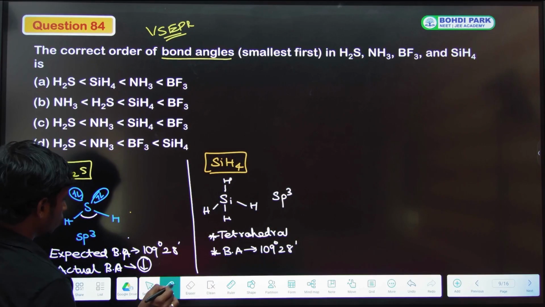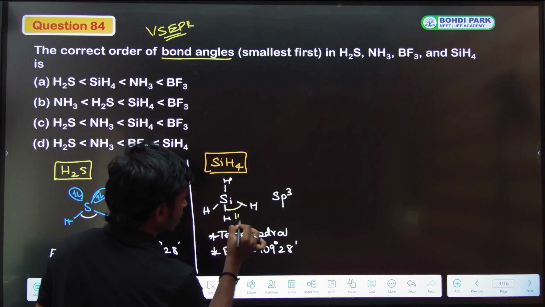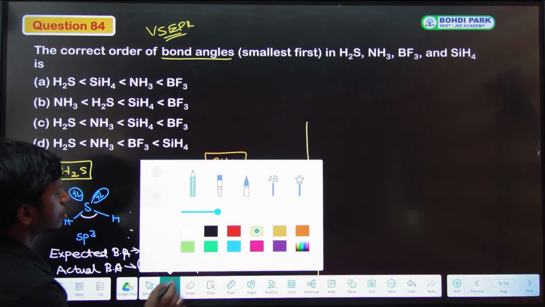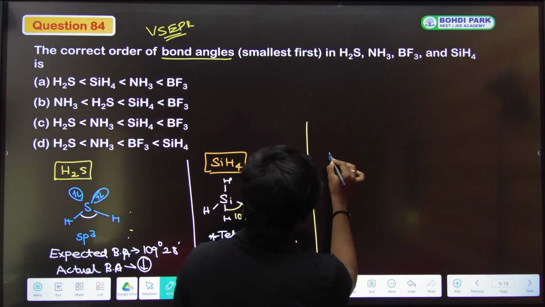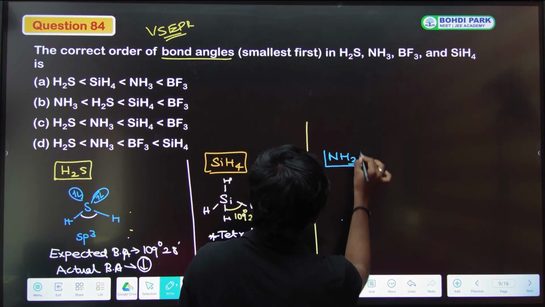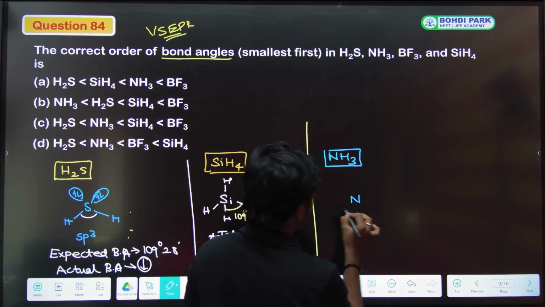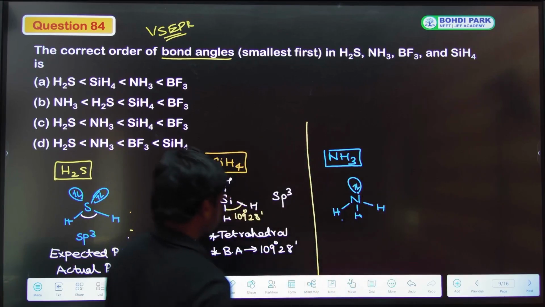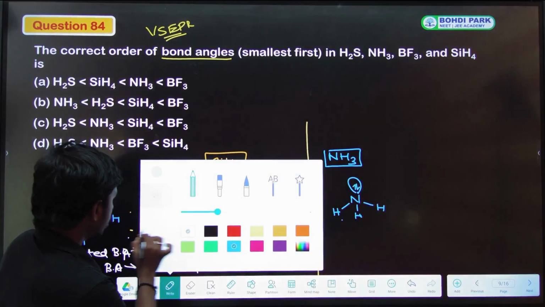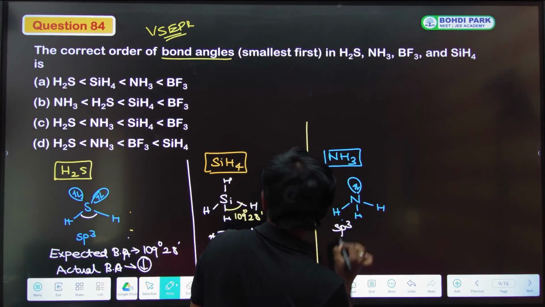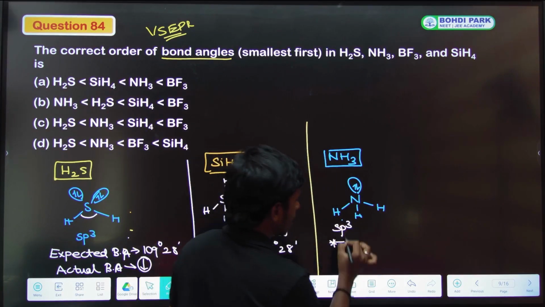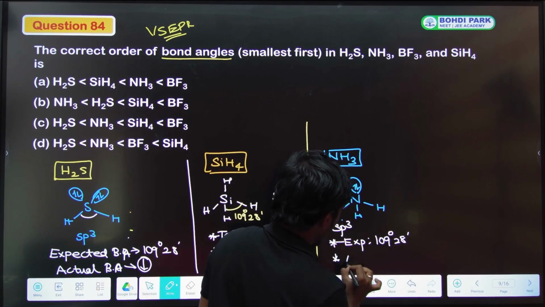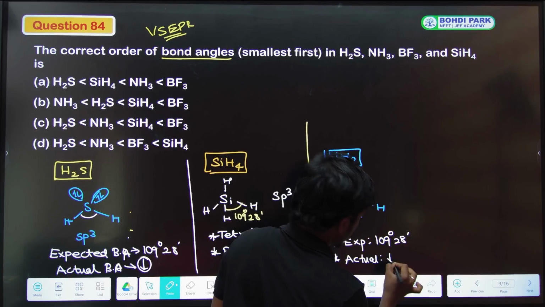Your bond angle எவ்வளவு இருக்கு அப்போ? 109 degree இருக்கு, கரெக்ட்டா இருக்கு. Okay, then the third one is NH3. So what is nitrogen's part? NH3 with a lone pair of electrons. Okay, so இதுவும் sp3 hybridization தான். அப்ப இதுவும் tetrahedral shape தான், ஆனா expected bond angle is 109 degree 28 minutes, but actual is less than that.